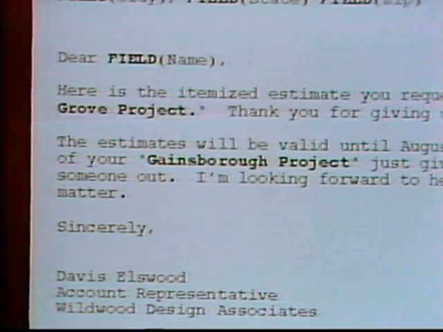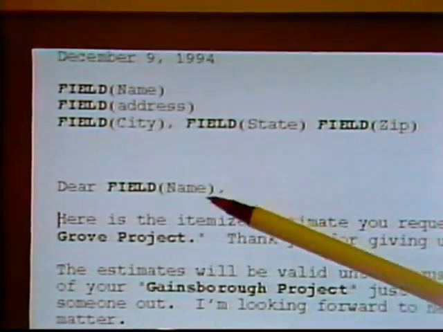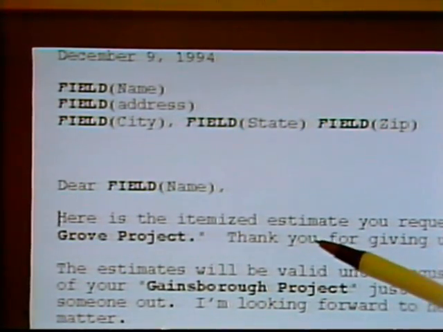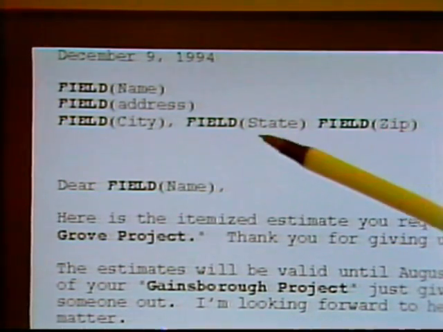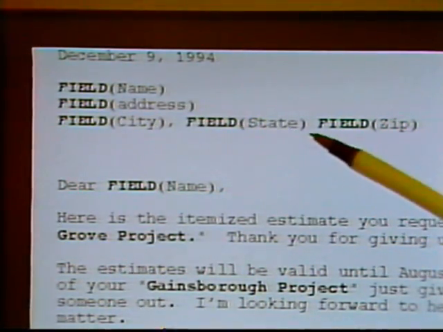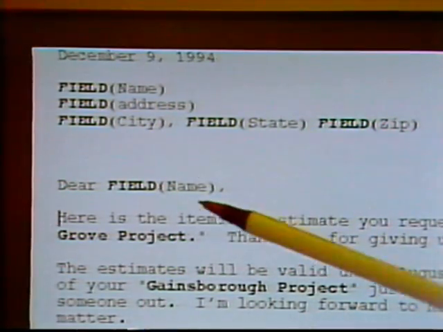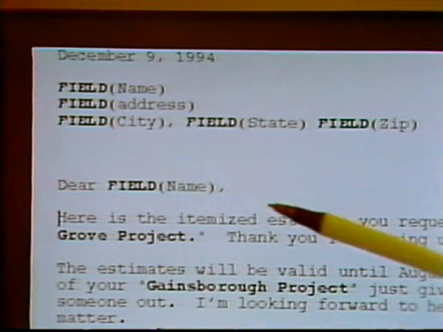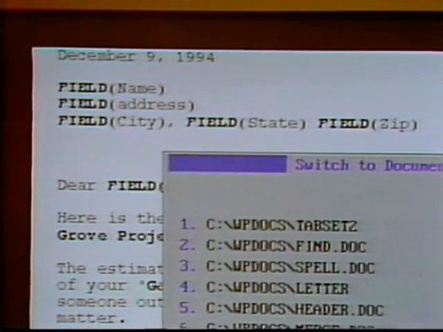Now we're ready to actually merge the data with the form letter. This is the form letter, of course, and the data will be merged into the areas that we've selected with the fields. A new copy of the form letter will be generated for each record in the data file. To merge the documents together, we need to go to a new document, press F3 for switch to.